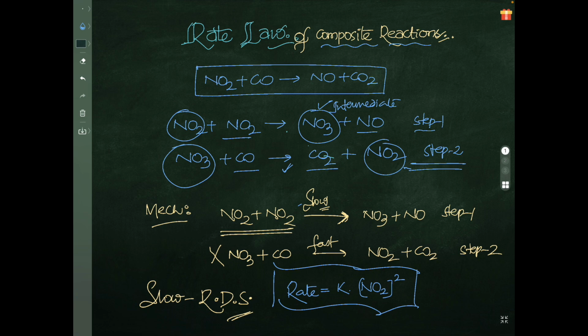So composite reactions are those which are completed in more than one step. This is example 1, this is example 2. Understood? Right. Now we'll see one more example. Here I will take 2NO plus F2 gives rise to 2NOF. This is the reaction. Fine.